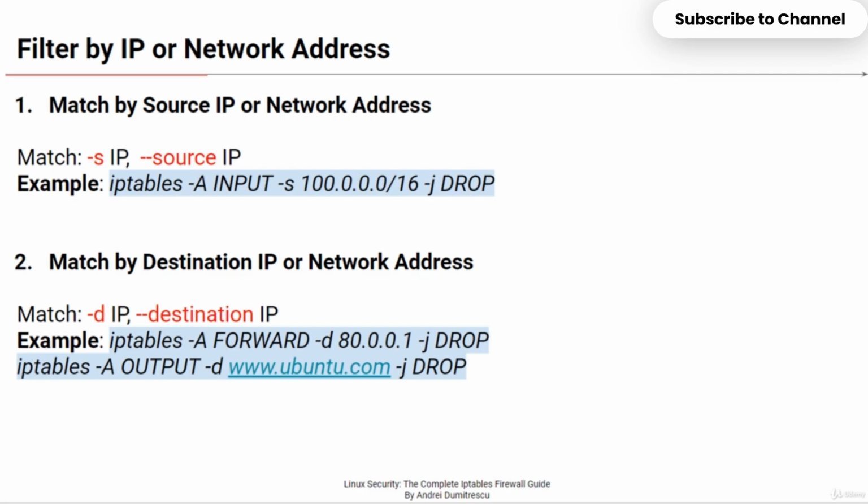In this lecture, we'll take a look at how to filter traffic based on source or destination IP or network address. We can match packets by source IP address or by source network address using the -s or --source match option.